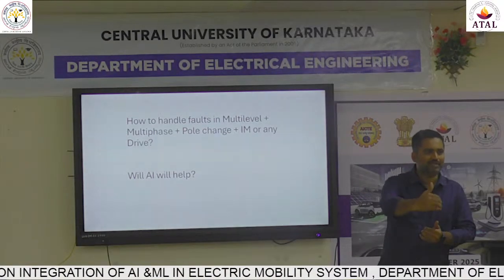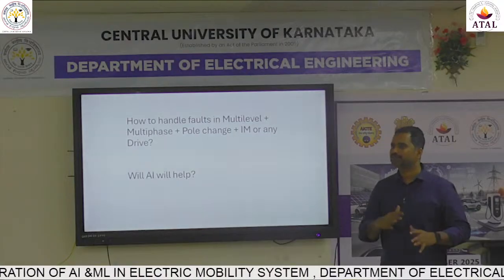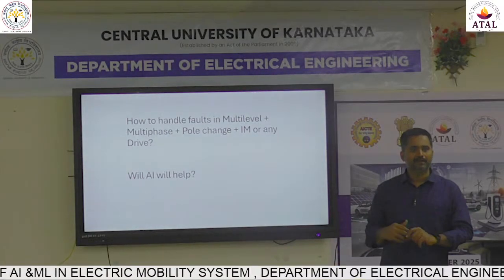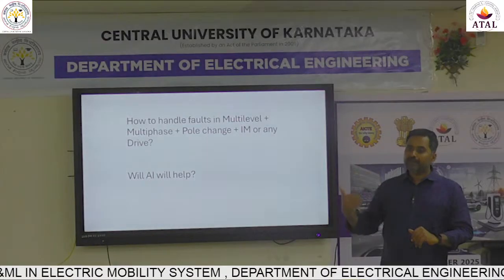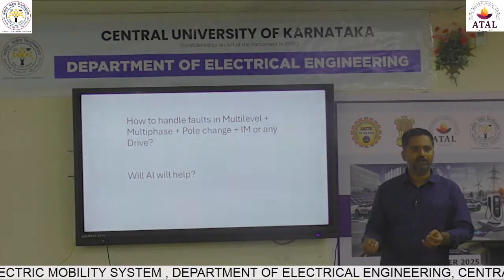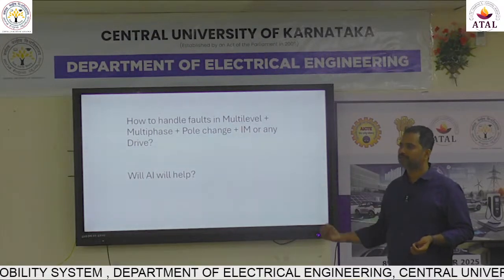In the squirrel cage, what will happen? Every end ring is connected together, so automatically the current changes, the poles change, everything changes, but not in the slip ring. In a PMSM, definitely the physical poles are there. How can I change them? That means the complexity of every machine is going to change.